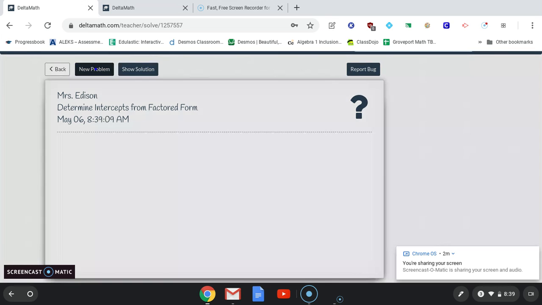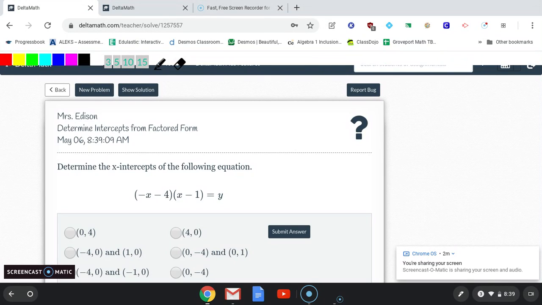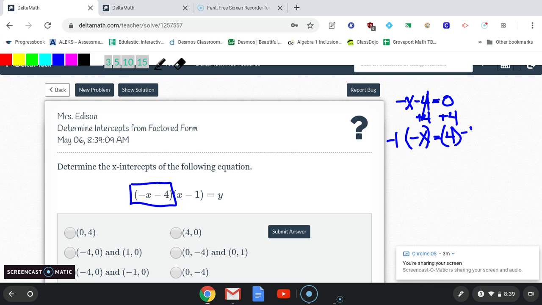Let's take a look at a new one real quick. So same thing happens here. I'm going to take the first one, set it equal to 0. So I have negative x minus 4 equals 0. Add 4 to both sides. That crosses out. A negative x equals 4. I don't want a negative x. So I multiply by negative 1 or divide, either one. And x equals negative 4. So my coordinate there is negative 4, 0.